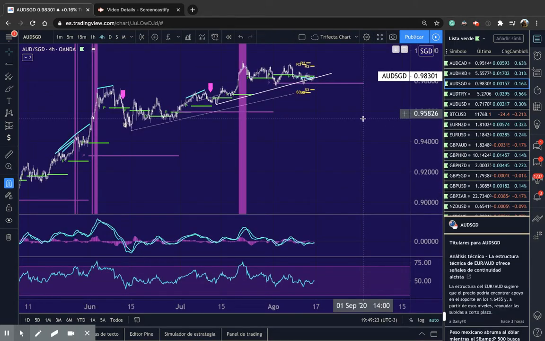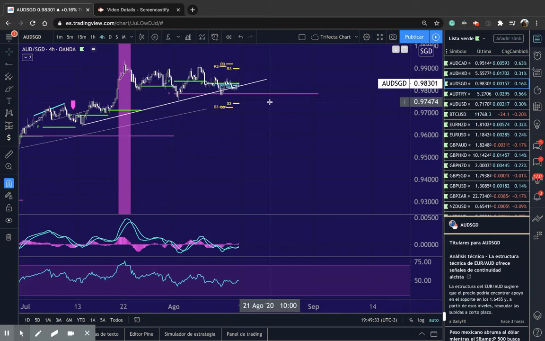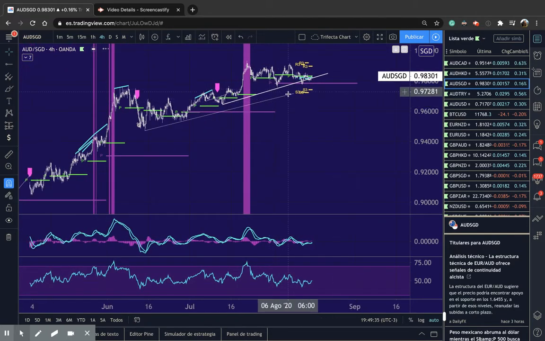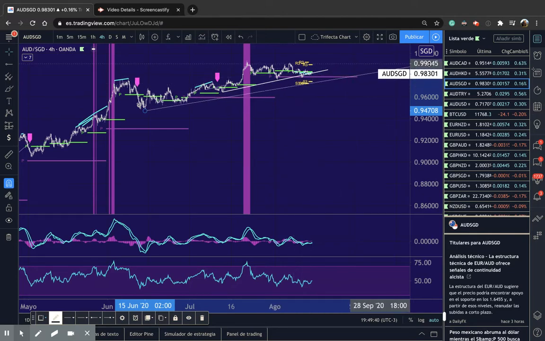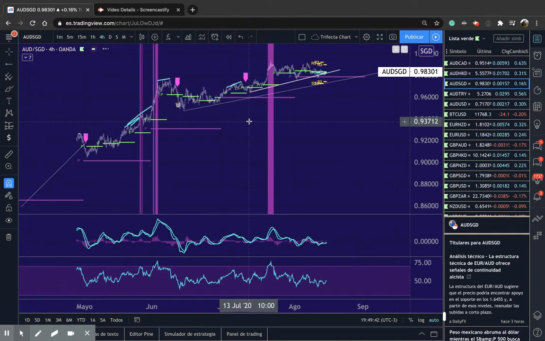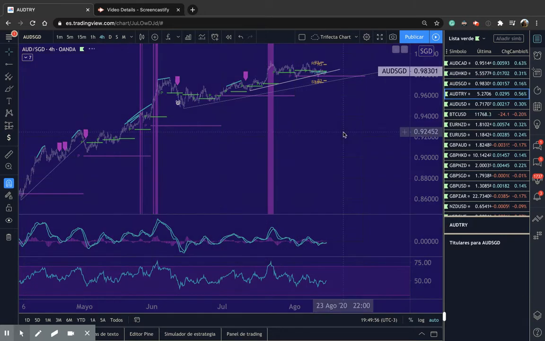Here we have the Australian dollar against the Singapore dollar, and we have a break of the fast trend line, and we have to wait a little bit longer because we could be in front of a fake out. But if we get that break that we are waiting for, and if we break this main trend line that we have here, we could be in front of a really nice setup because we have the June pivot over here with a really awesome target.